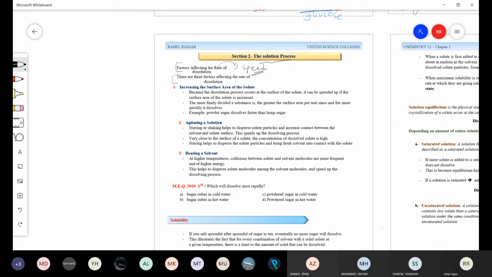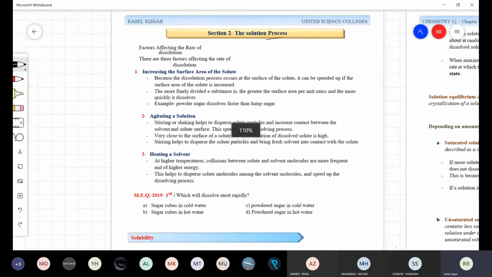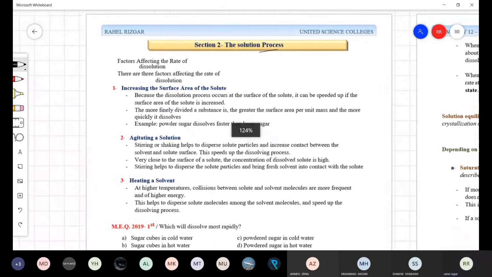First, let's talk about surface area. If we want to increase surface area, there is one way to do it, and that is by breaking down the solute, or making the solute into smaller pieces. That's how we increase surface area. Because the dissolution process occurs at the surface of the solute, it can be sped up if the surface area of the solute is increased.